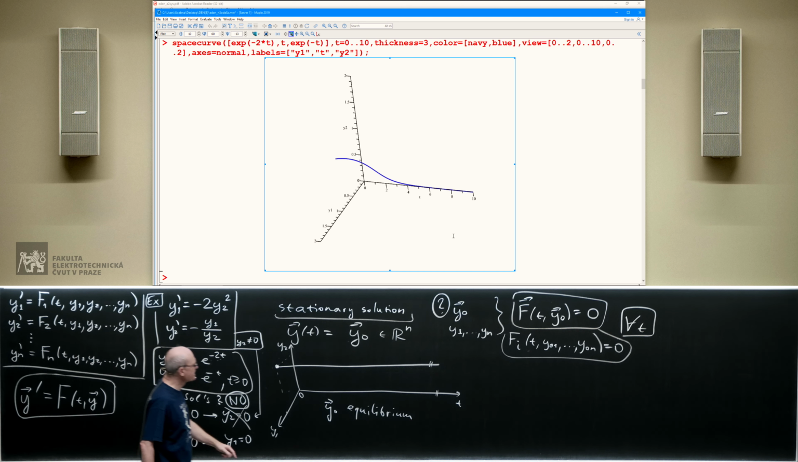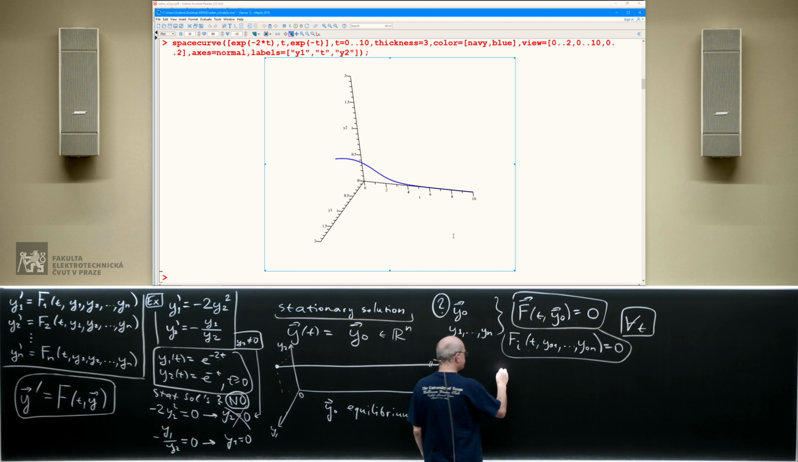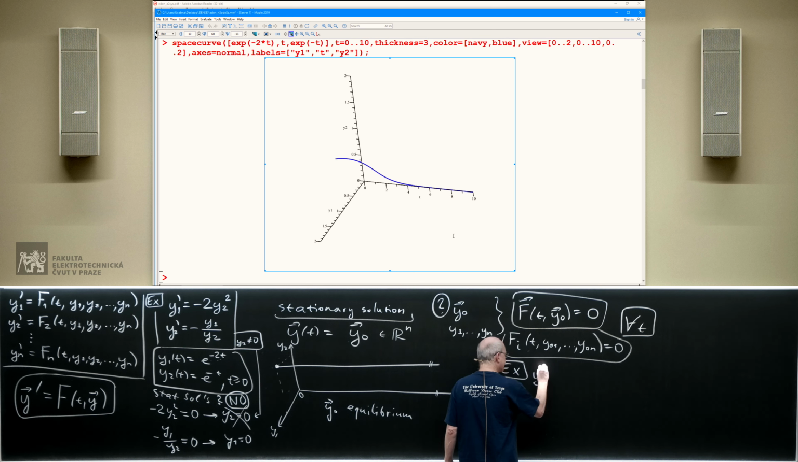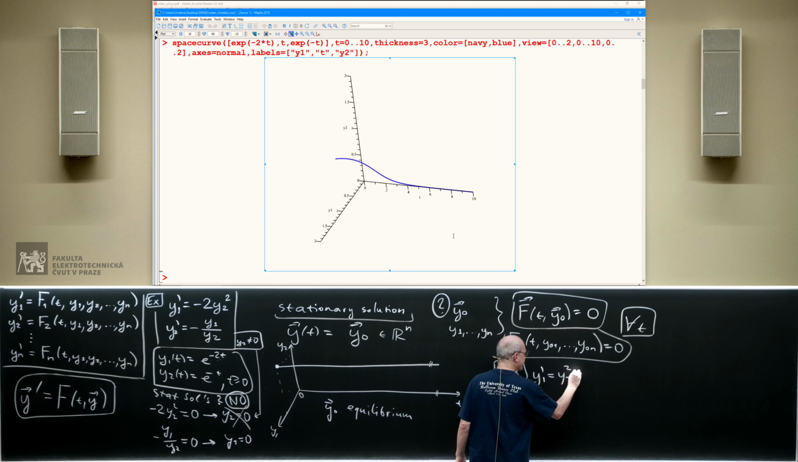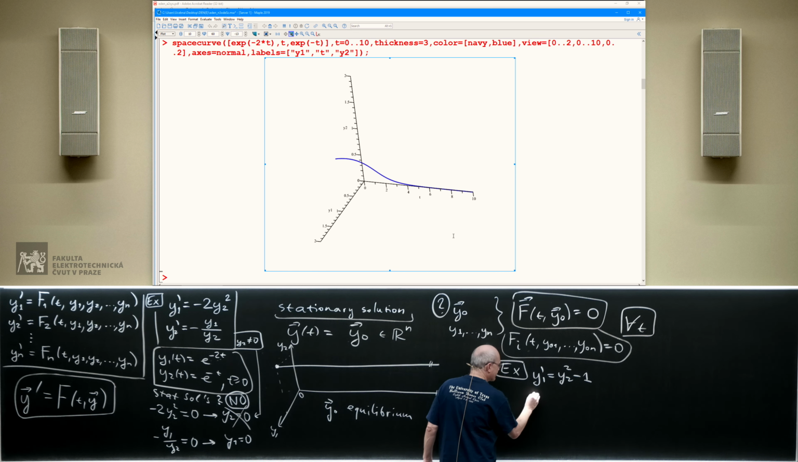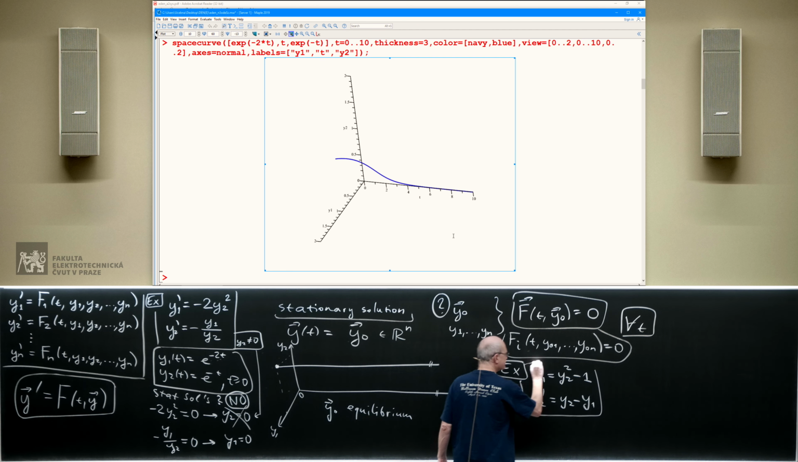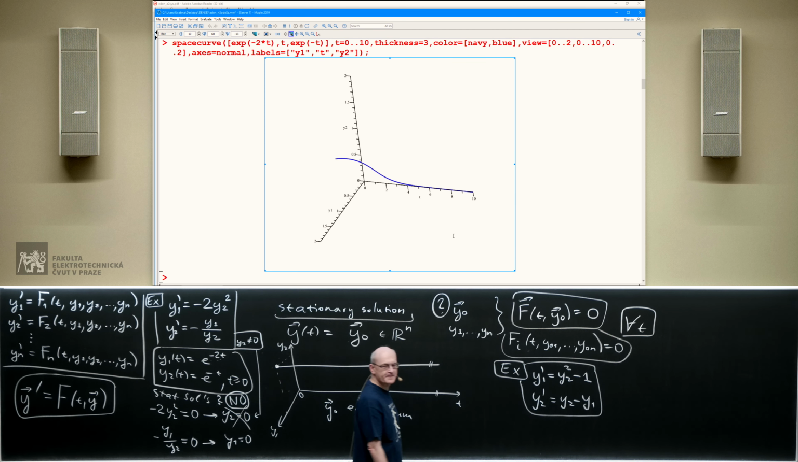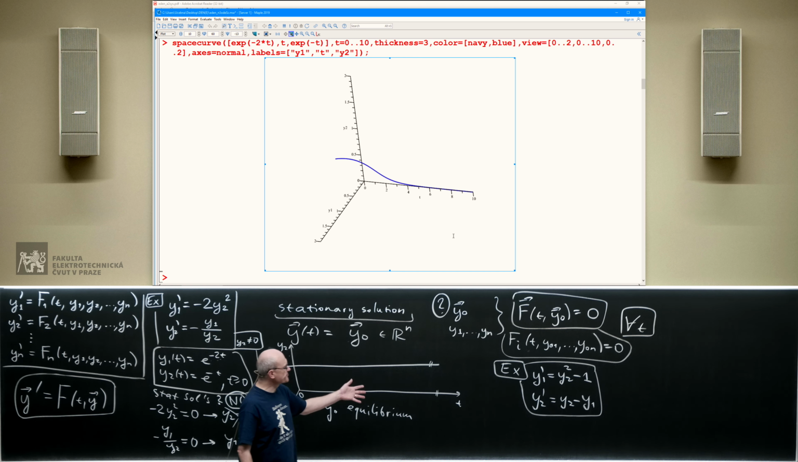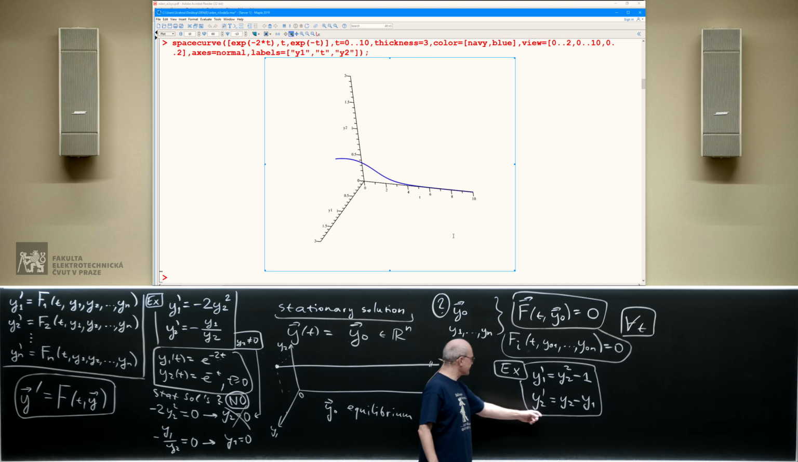Let's have a look at it. Here we go. How did it go? I know. y1 derivative is y2 squared minus 1, and y2 derivative is y2 minus y1. Okay? Now, when I look at the system, I notice that the second equation is linear. The first equation is not.